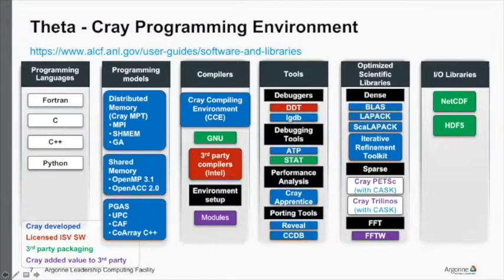Optimized scientific libraries. If your application is dependent upon BLAS, DGEMM, LAPACK, the related fast Fourier transforms, there's a handful of options available. You can use Cray's LibSci, MKL is available, and a handful of other libraries are also available. And if you choose, you can build your own. And also a couple of I/O libraries.